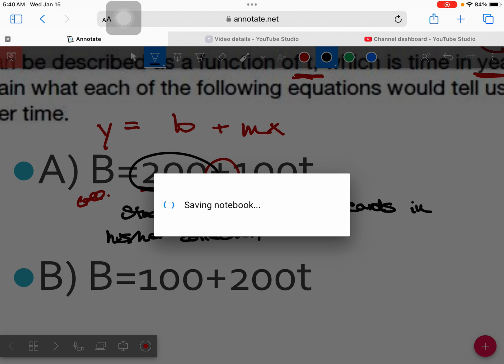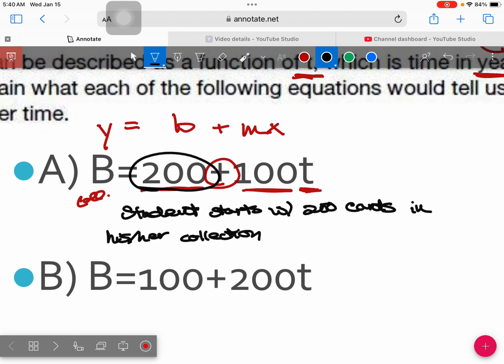And you cannot see this, but it says that it's saving my notebook. So I'm not able to write it this time until it stops saving my notebook. And hopefully this will go through.